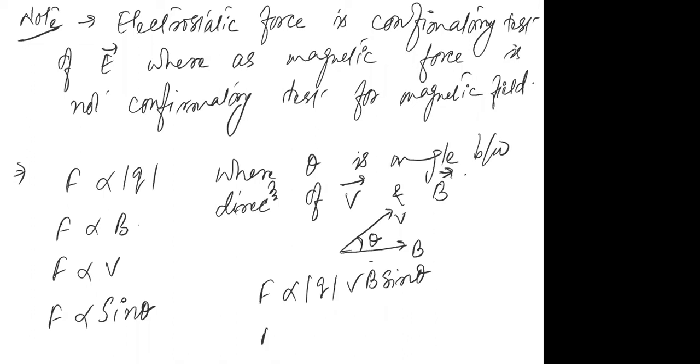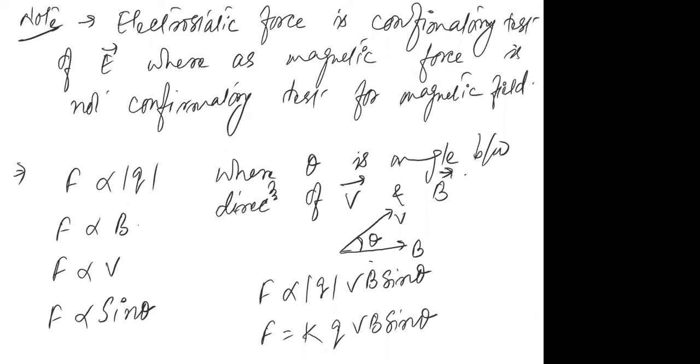Now, if I make an equation, if I remove this proportionality sign and put an equal to sign, I will have to use a constant, which is called the proportionality constant, and let that proportionality constant be k. So I can write it as F equals k q v B multiplied by sine theta. I have removed this mod because you have understood the meaning.